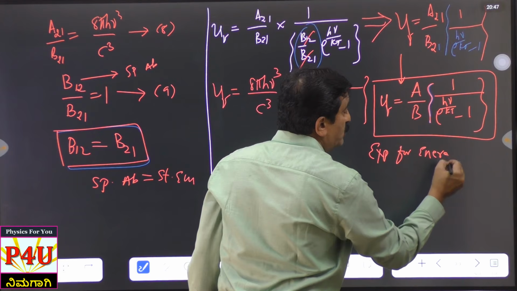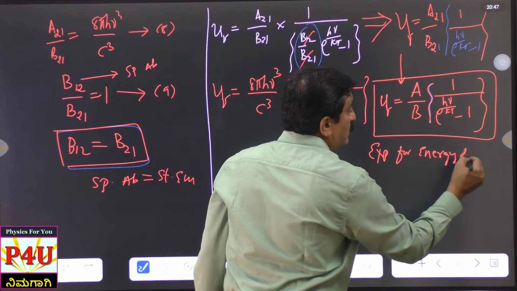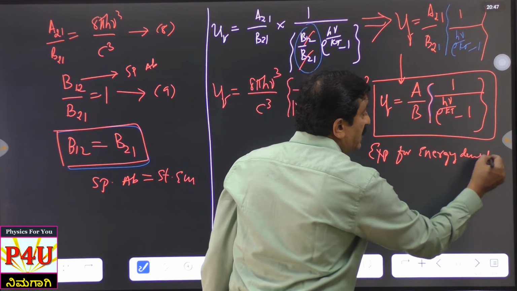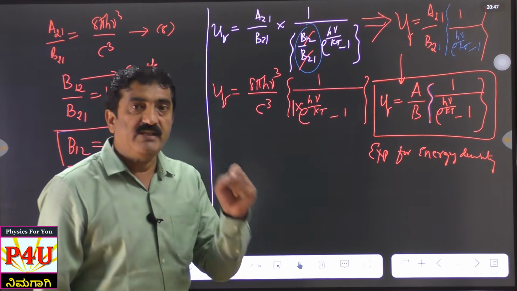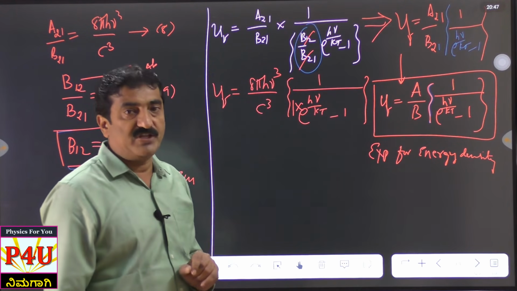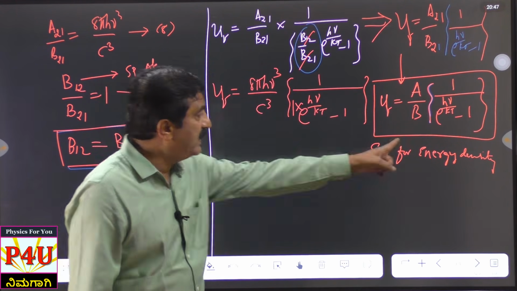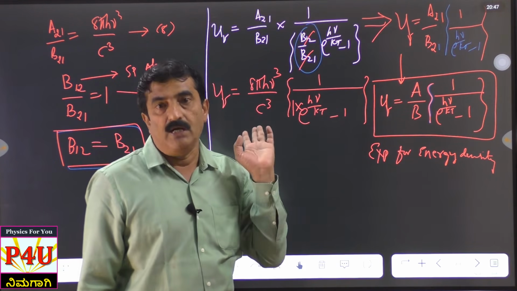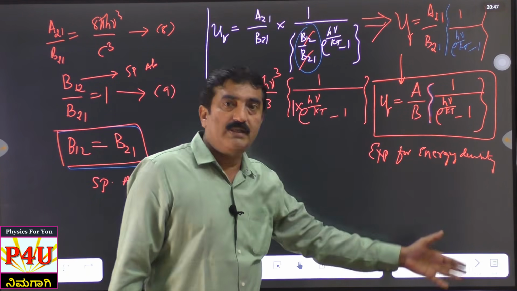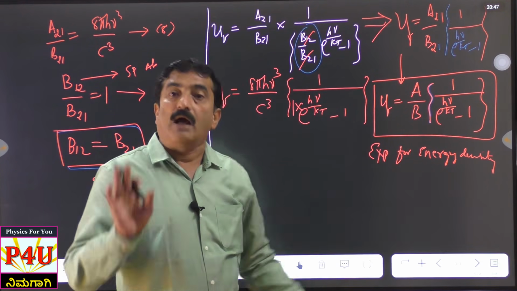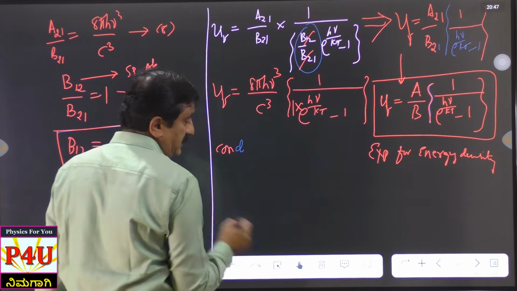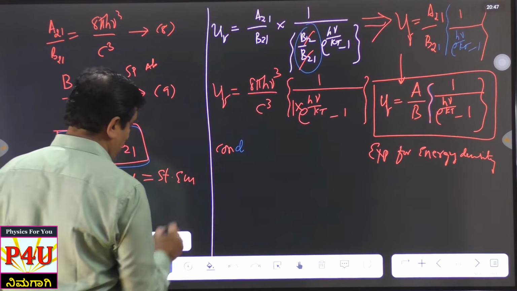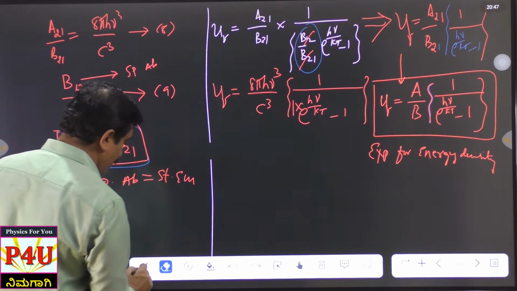So I told you, the question will be like this: give the theory of laser, Einstein's theory of laser, or give the theory of Einstein's A and B coefficients, or derive the expression for energy density starting from Einstein's theory. So for all that you have to do up till here. After that, conclusions. Sometimes they will ask even conclusions also. So what are the conclusions?